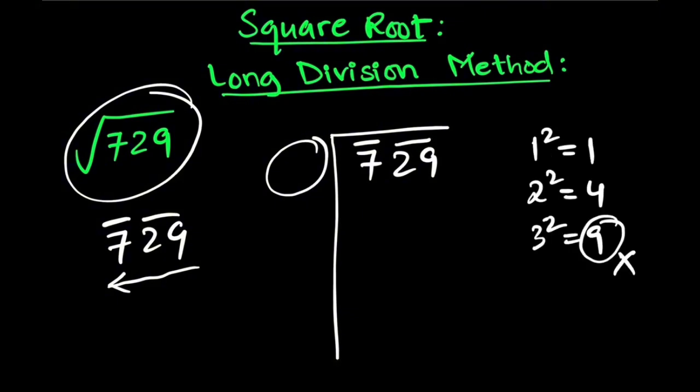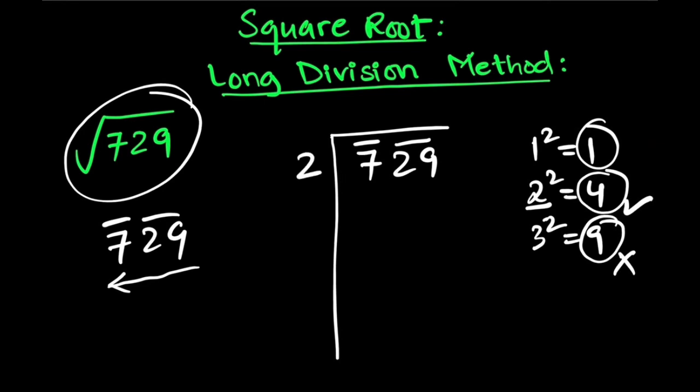I cannot choose this perfect square because it is greater than 7. So I have to either choose 4 or 1, which is less than 7. But since 4 is closer to 7, we will choose 4 in this case. So now the divisor will be 2, which is the square root of 4. So 2 is the divisor, and then the same thing will go in the quotient, that is 2.